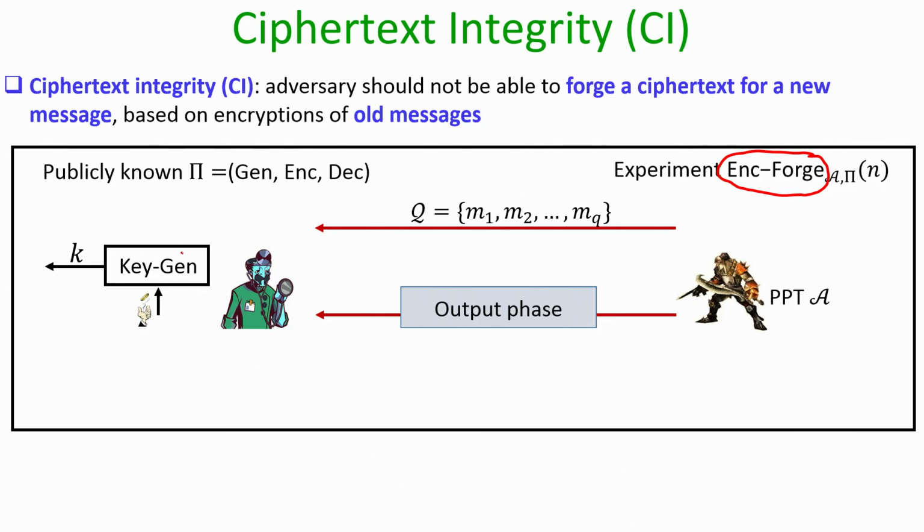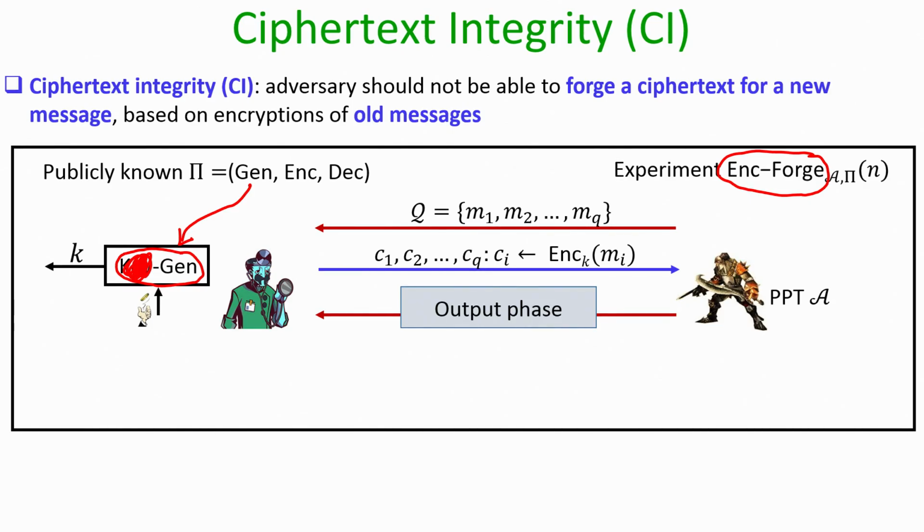Sorry for the typo here, this KeyGen should actually be just the algorithm Gen, because I am denoting the key generation algorithm of the scheme pi as Gen. So, it should not be KeyGen, it should be just Gen. As per the key generation algorithm, the experiment obtains a key and it responds to the queries submitted by the adversary by encrypting all those messages under this key as per the encryption algorithm.